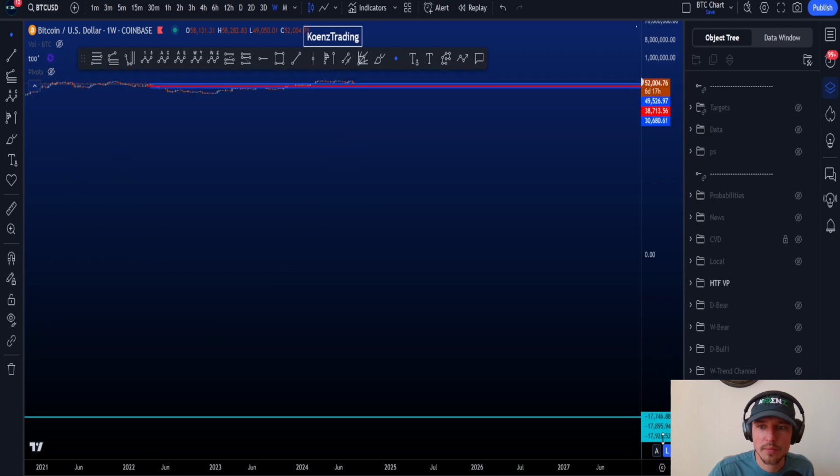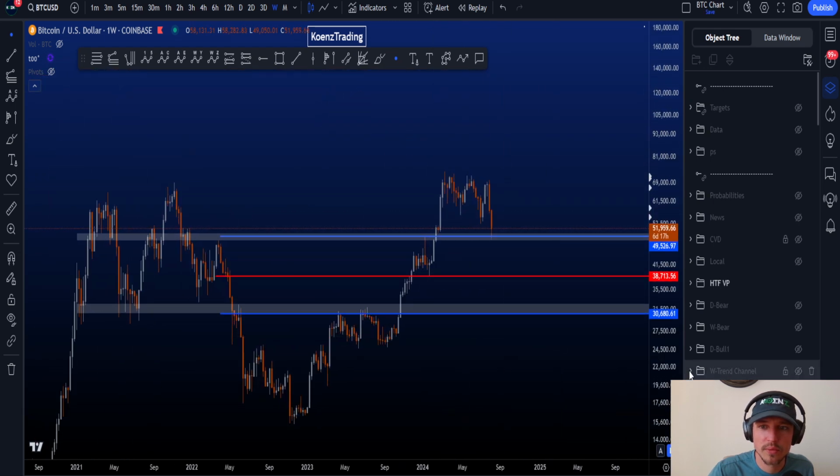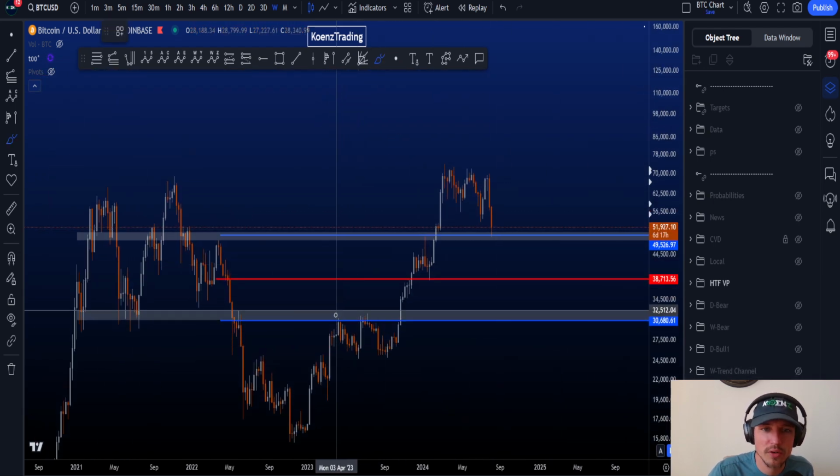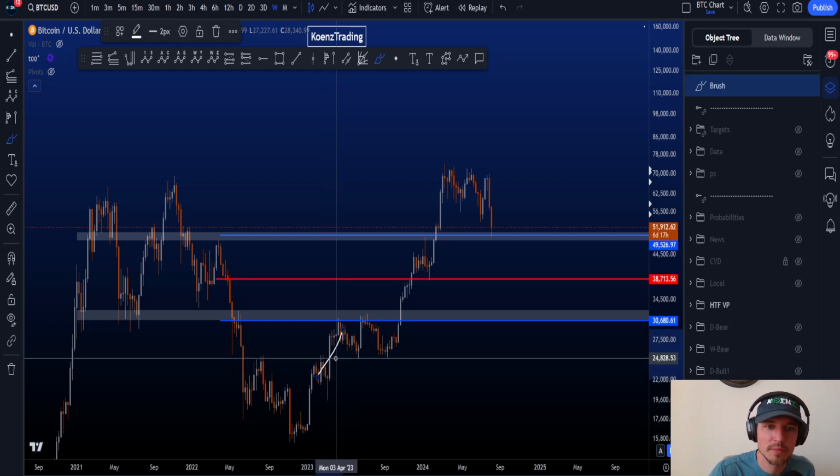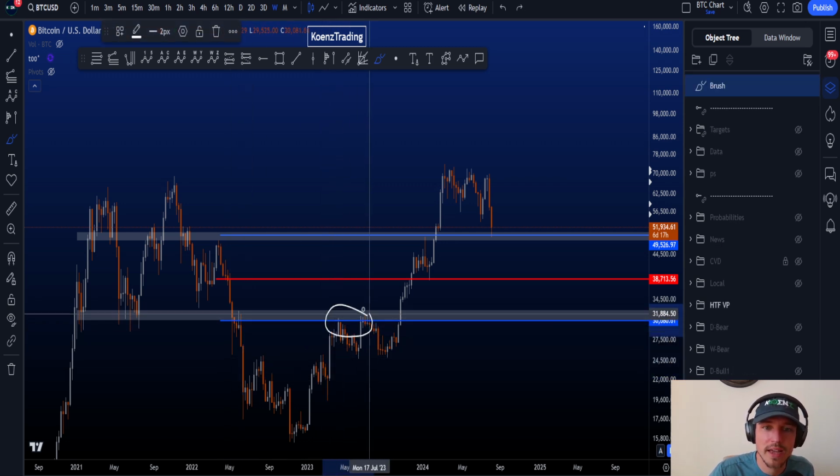On the weekly time frame, we have this volume profile. We had this one on the chart already for a very long time. Even when we started moving up from 15k, it was then acting as resistance.